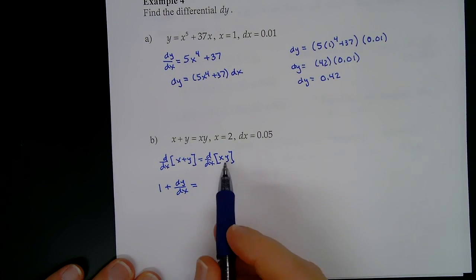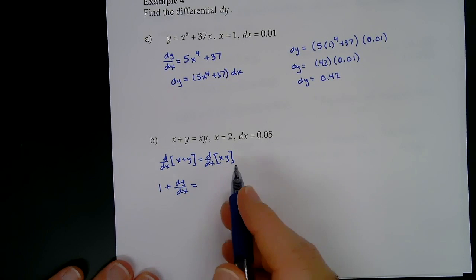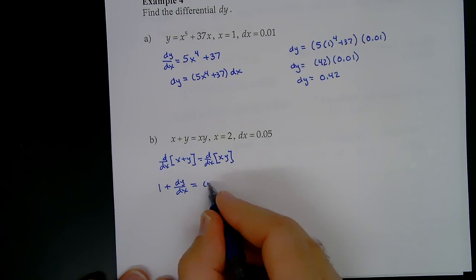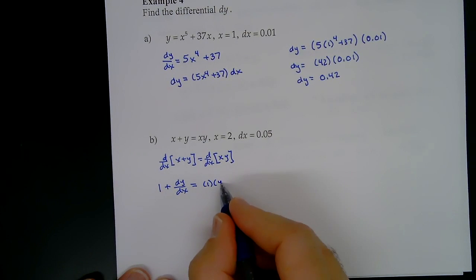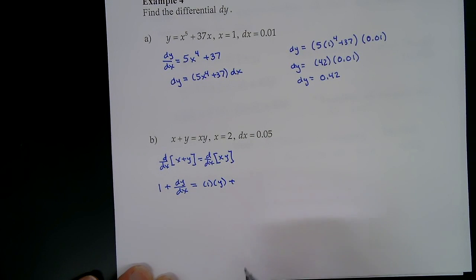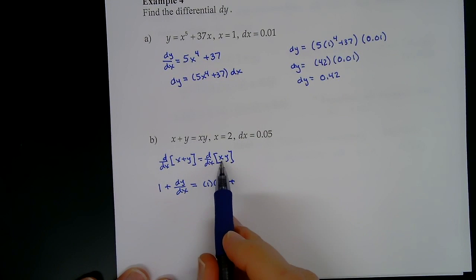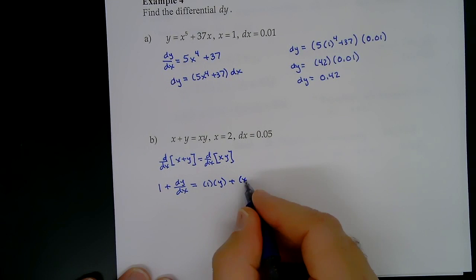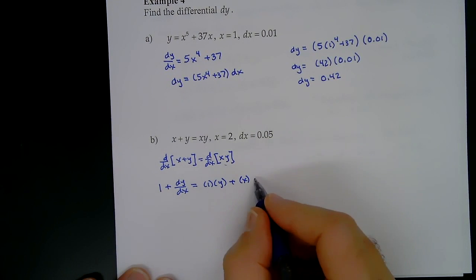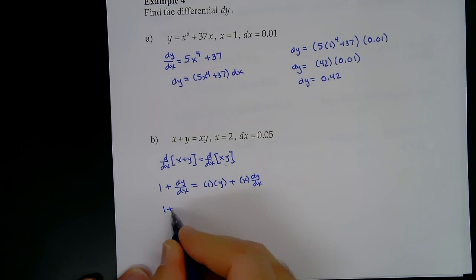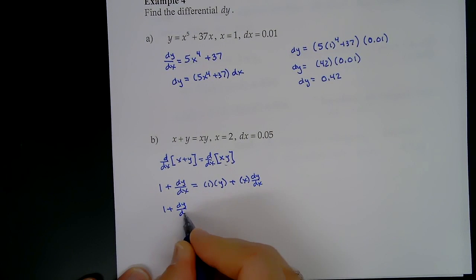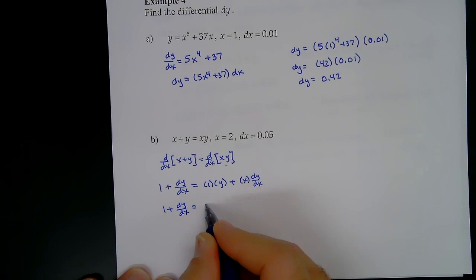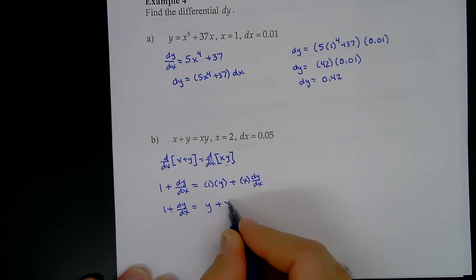which is equal to, and here we have to apply the product rule. So the derivative of x with respect to x would be 1 times y plus the x times the derivative of y with respect to x, which would be dy over dx. So this is 1 plus dy over dx is equal to y plus x dy over dx.